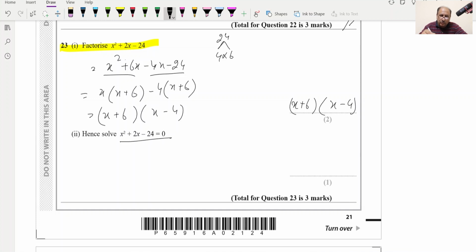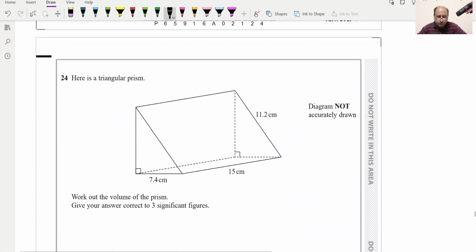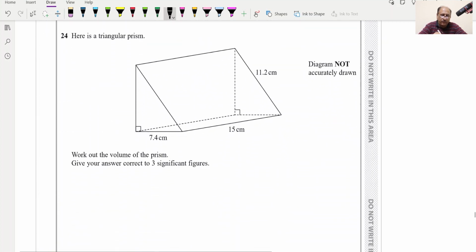Now solve this equation, where the same algebraic expression is equalized to 0. So using the factorization, we will use this one equal to 0. So this implies x is equal to minus 6 or x is equal to 4. So 4 or minus 6 will be the answer. This is done. Now question number 24.